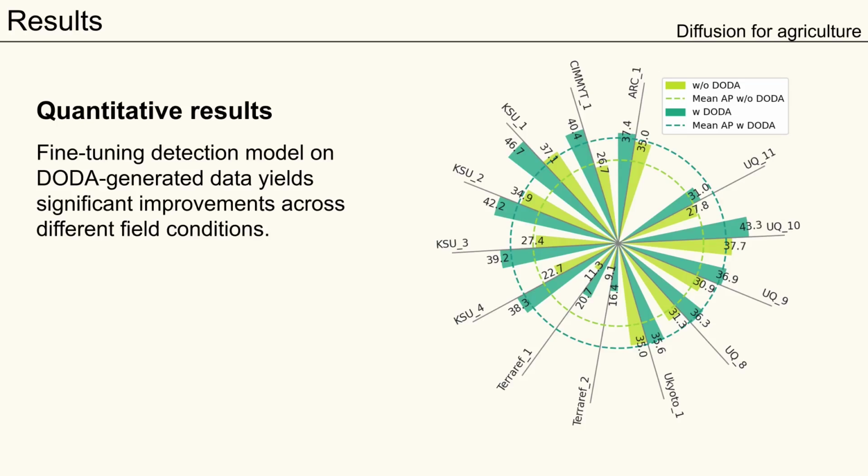This image shows our results. Each bar represents a unique field or unique domain. Light green represents the baseline without DODA, and dark green represents the result with DODA-generated data. As can be seen, fine-tuning the detection model on DODA-generated data yields significant improvement across different field conditions.